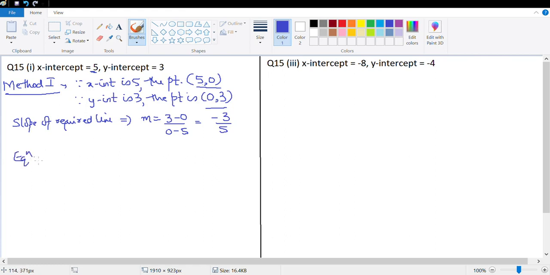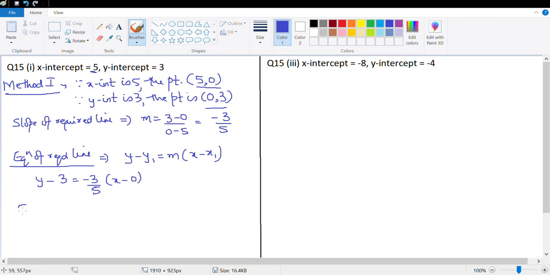So equation of a required line will be y minus y1 is equal to m times x minus x1. So y minus y1, let's take y1 as 3, and slope is negative 3 by 5 times x minus x1, that's 0. Let's cross multiply. 5y minus 15 is equal to negative 3x, which means 5y plus 3x is equal to 15. Yes, 5y plus 3x is equal to 15. So this is the equation of the required line.